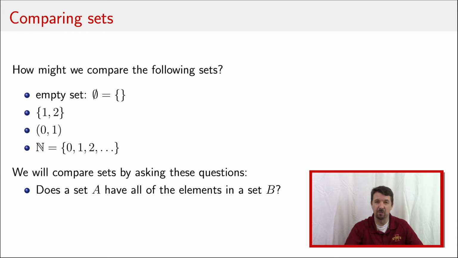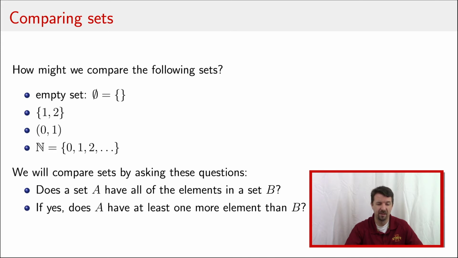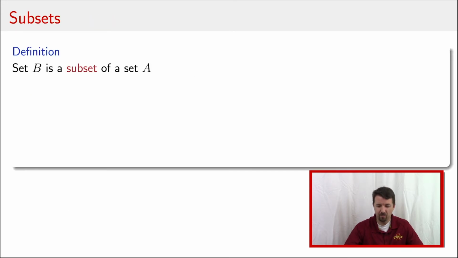Just like in our natural numbers, the natural numbers have all the elements that the set that includes just the numbers 1 and 2 has. Now, if it does, does that first set have at least one more element than the second? In this case, the natural numbers, in fact, have lots more numbers than the set that just includes numbers 1 and 2. And that's the idea we're going to be getting at today when we talk about supersets and subsets. So let's get to the definition of subset.